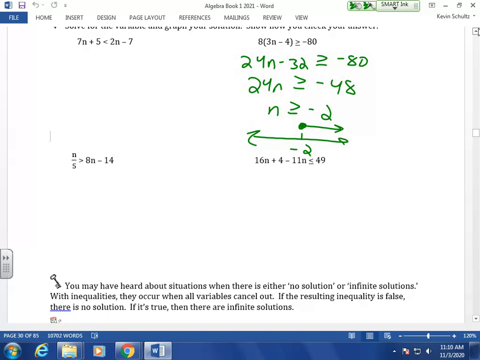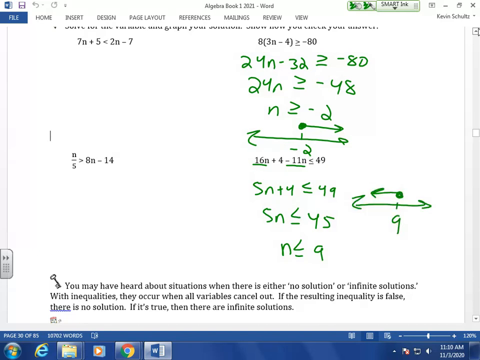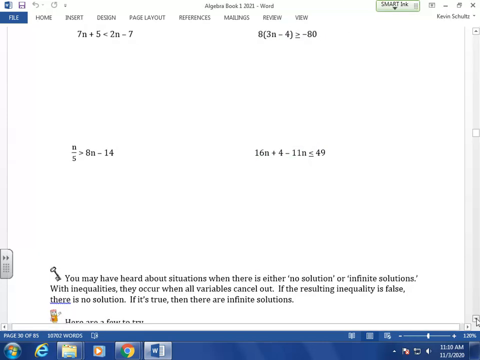The one below it, combining like terms: we've got 16 n's and negative 11 n's on the same side. We can combine those to just be positive 5 n's, 16 minus 11, and that's less than or equal to 49. Subtract 4 from both sides: 5n is less than or equal to 45. Divide by 5, and we get n is less than or equal to 9. Graphing that, closed circle at 9, going to the left. Questions?